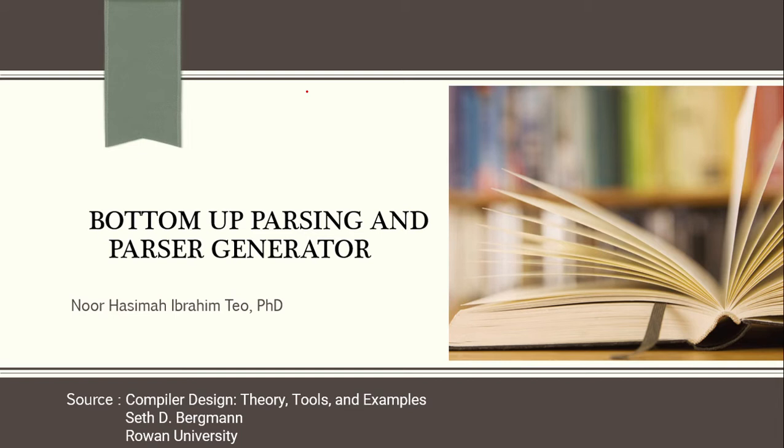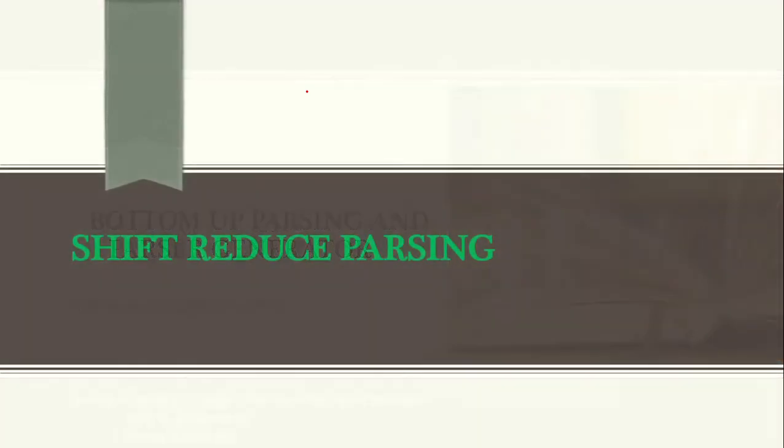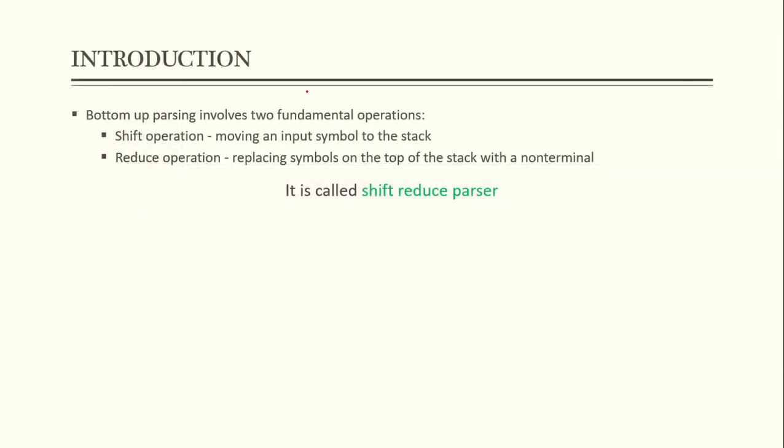Hi, in this video, we will look into topic 5, which is on bottom-up parsing and a parser generator. Before this, we have learned about the top-down parser. So in this chapter, we look into the other way around, which is the bottom-up parser. Bottom-up parsing is normally called shift-reduce parsing. So we look into the introduction of it to see what it is.